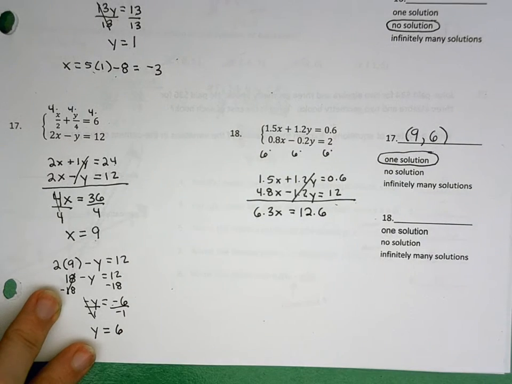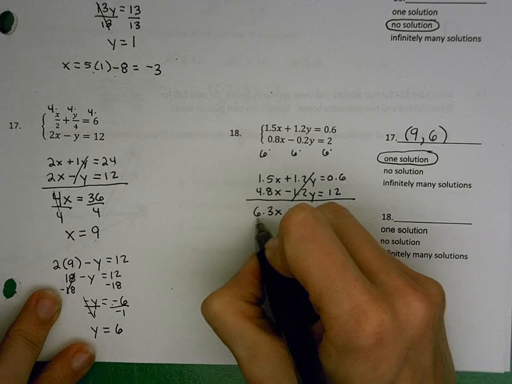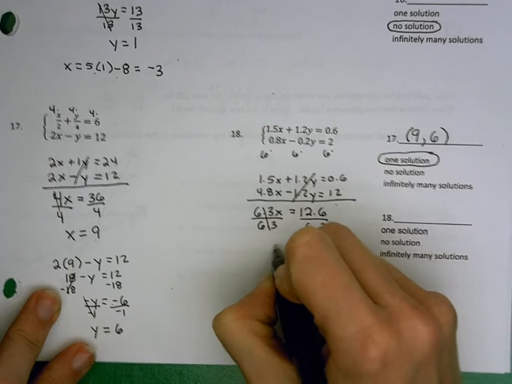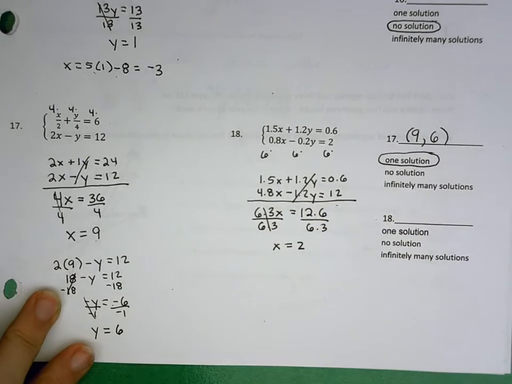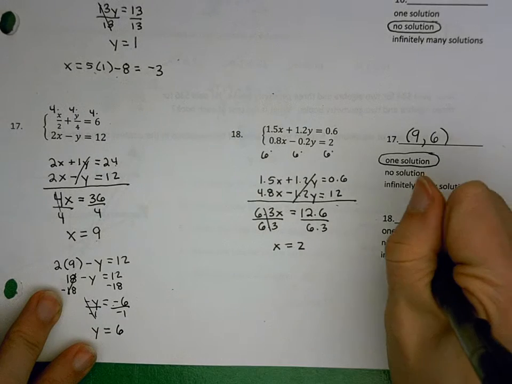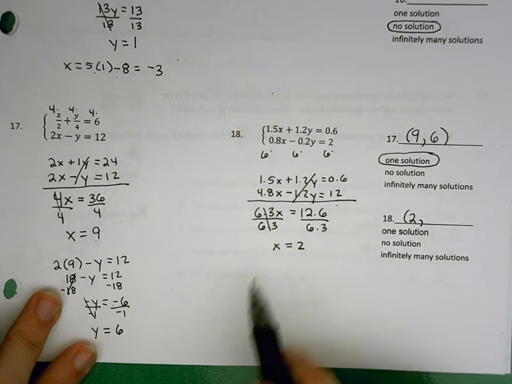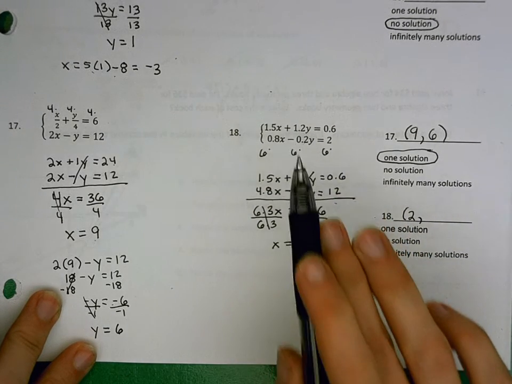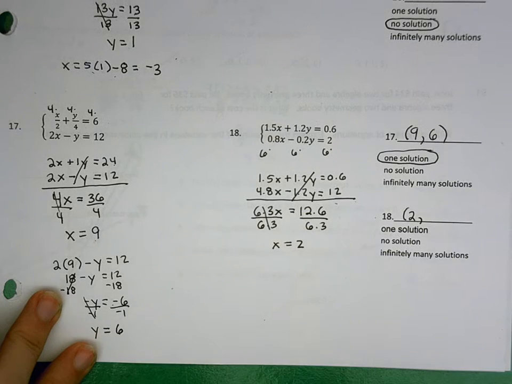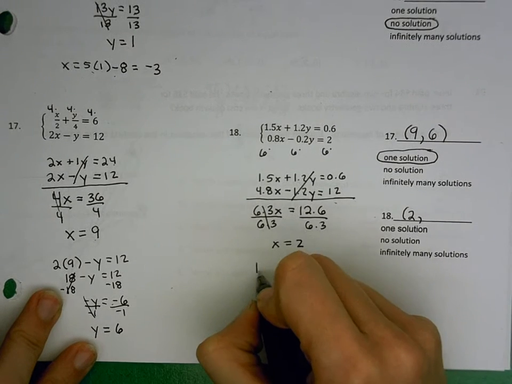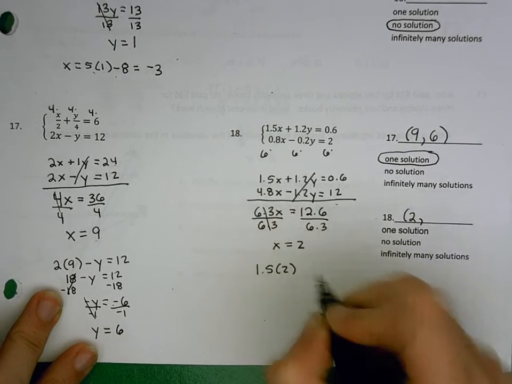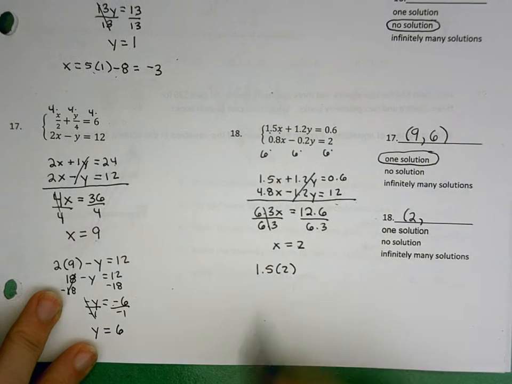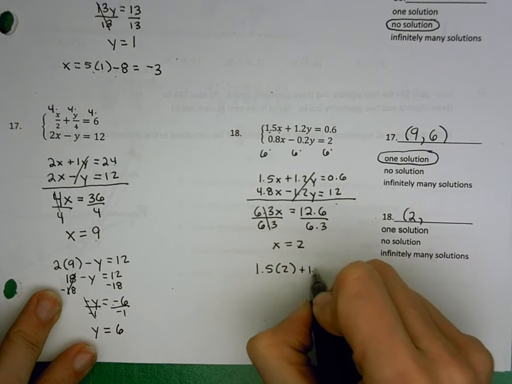Okay, so now we're going to go ahead and divide by that 6.3. And we get x equals 2. Now that's only one part of my answer here. x equals 2. I need to plug it back in to solve for y. You can plug it into either one. I'm going to plug it into this top one because it doesn't have any negatives. It really doesn't matter what you choose to plug it into. So we have 1.5 times x. x is 2, so 1.5 times 2 plus 1.2y equals 0.6.